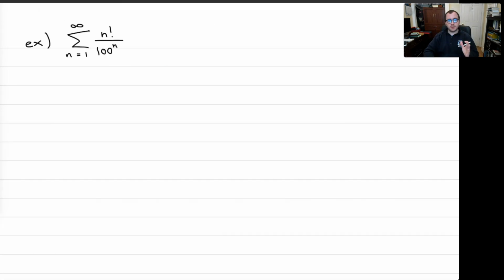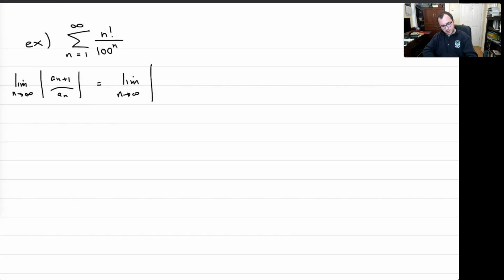Our next example is going to involve factorials and exponentials. So we're going to mix them up a little bit. Again, I see factorials and exponentials. I think in my head, use the ratio test. So I take the limit of absolute ratios. And because this is a fraction, I'm going to write the first term, or the n plus first term.